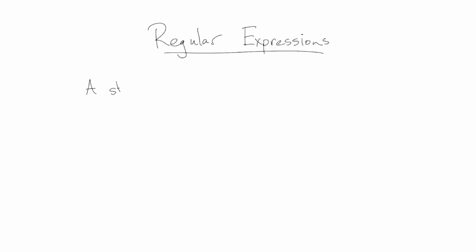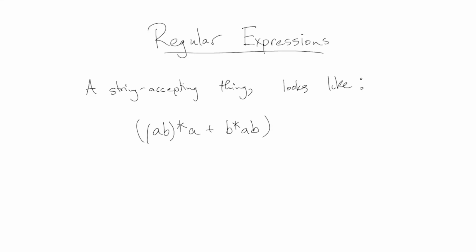So this is a string accepting thing, but it doesn't look like a machine at all. You don't draw it using states and arrows or anything like that, really. It is, though, a way of accepting or rejecting a string. It looks like this. Here's an example of a regular expression: (AB)* A + B* ABA. Something like that. That's a regular expression.